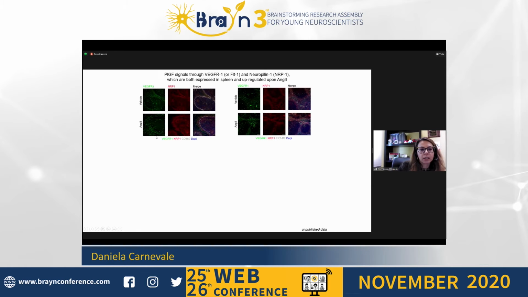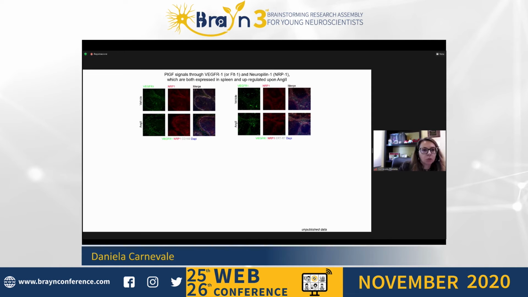And as shown here, you can see that VEGF receptor 1 and neuropilin 1 are expressed basally in vehicle mice and are upregulated upon angiotensin II. The expression is not completely overlapping because VEGF receptor 1 characterizes more the vasculature, but both of them are expressed in the marginal zone of the spleen, where we know that PLGF is released as well.